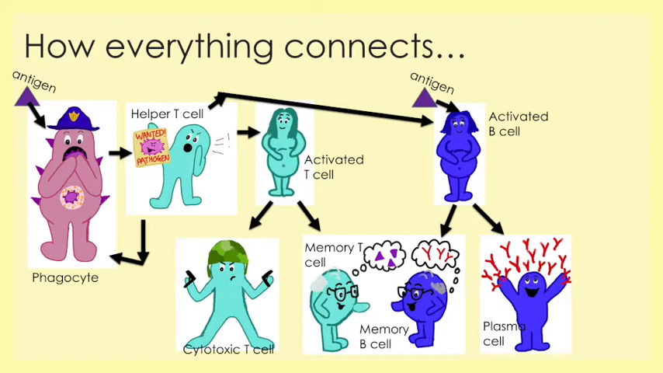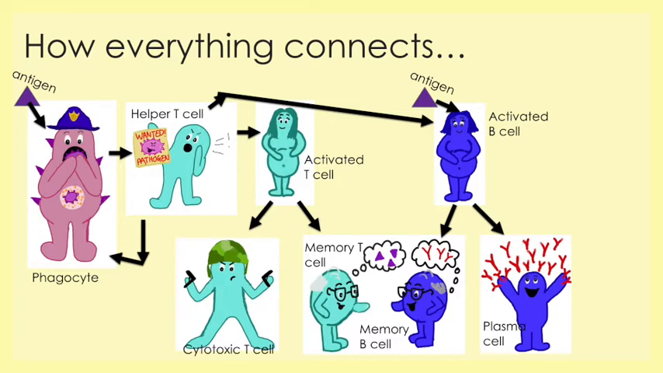A helper T cell comes along and forms an antigen-antibody complex with those antigens presented by the phagocyte. This helper T cell then becomes activated and divides by mitosis into cytotoxic T cells and memory T cells. So the memory T cells remember what the antigen looks like for the pathogen, so that the next time round it comes into the body, it knows how to respond and has a quicker response.